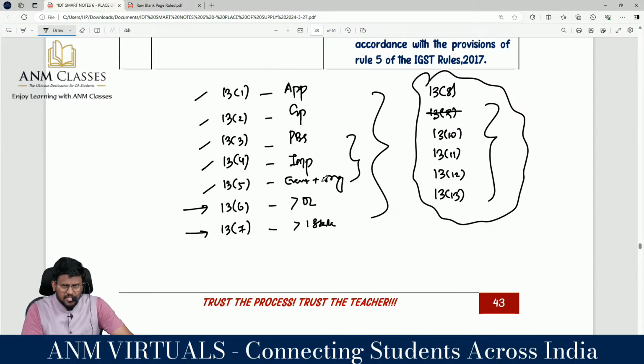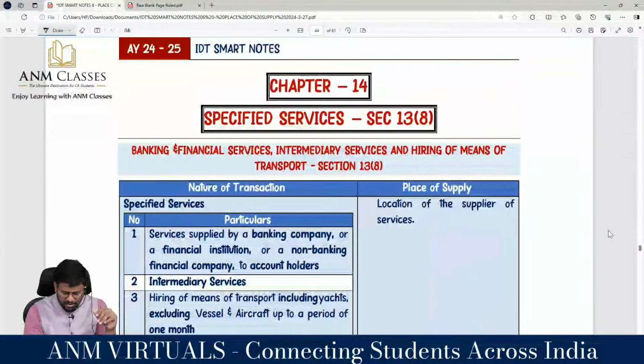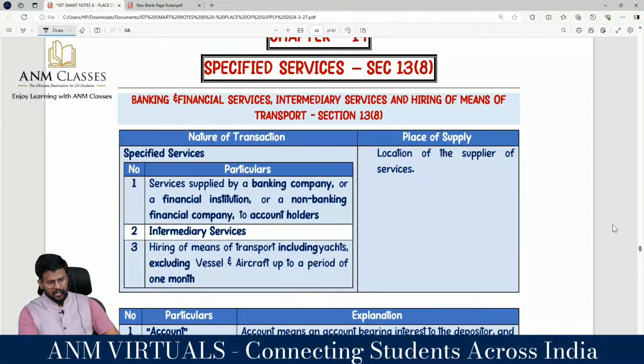That means if the service has been provided in more than one location including a taxable territory, provisions of 13.6 will be applicable. If the service is provided in more than one state, then provisions of 13.7 will be applicable. So today we have to do 13.8, 13.9, 13.10, 13.11, 13.12 and 13.13.